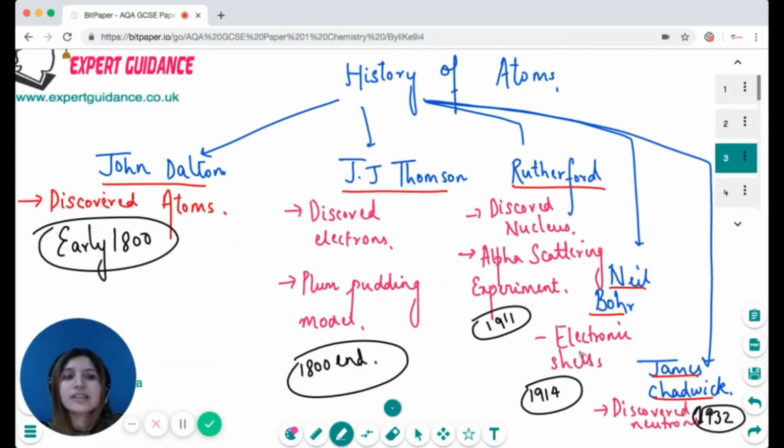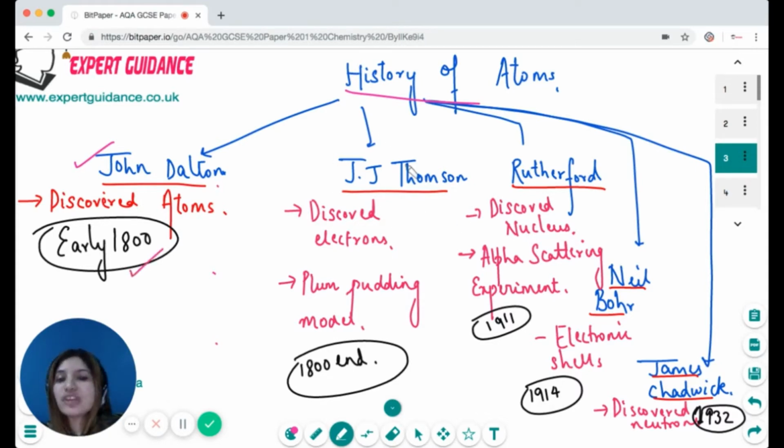Okay, so let's begin. Now, when we talk about the history of the atoms, there are 5 major scientists whose names you should remember and what contribution they did in the discovery of the atom. The first one was John Dalton, who gave the idea of atoms in the early 1800s.